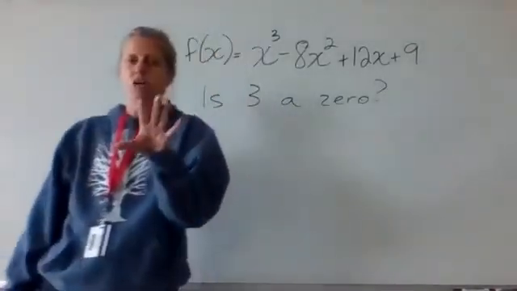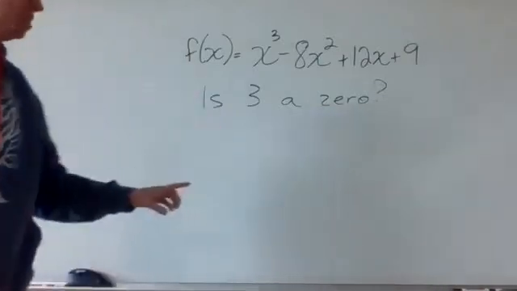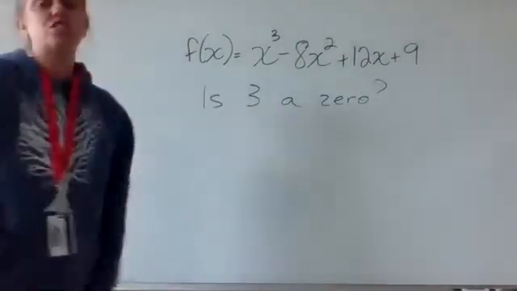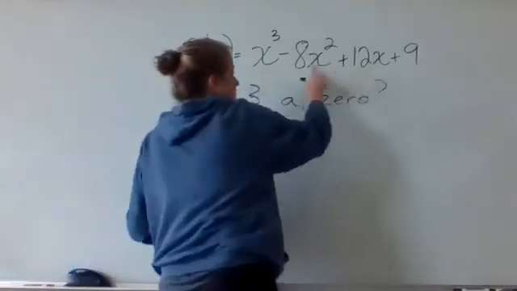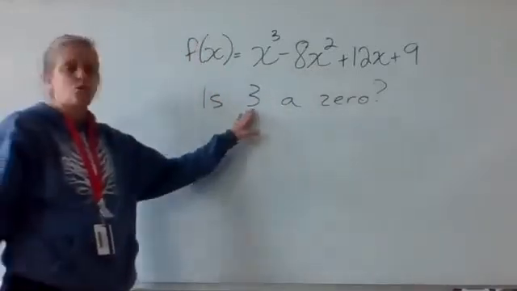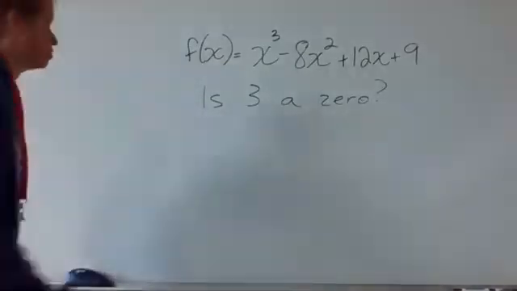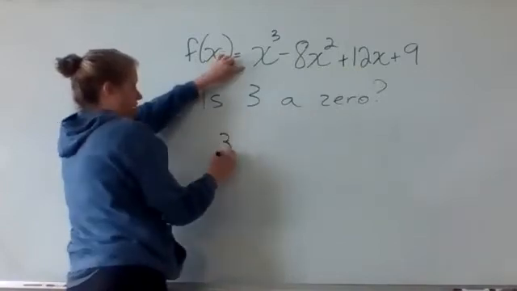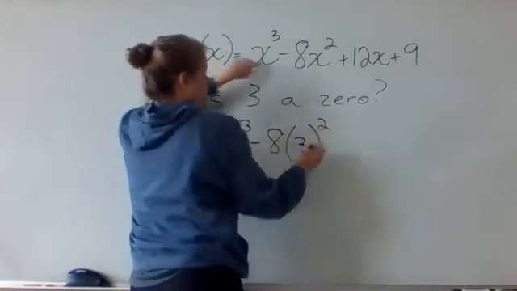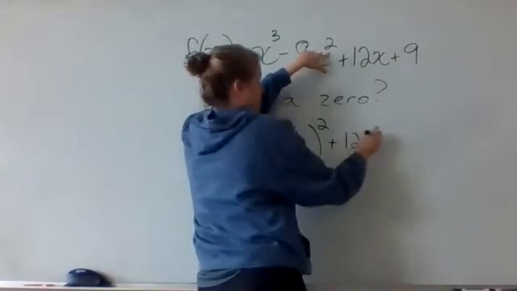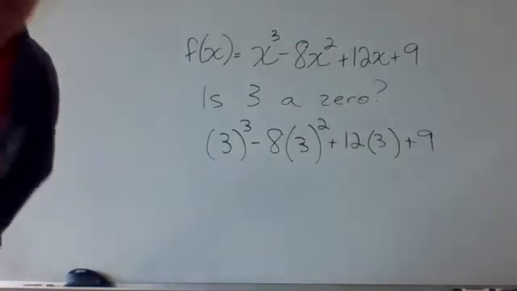But sometimes it's real hard to see on the graph whether or not it's crossing at a certain number. So this one says to use substitution to see if this one is a zero, which just means replace the x's in the function with this 3. And if it gives you 0, then yes, it is an x-intercept. So let's replace the x's with 3's, which means I'll have 3 to the third minus 8 times 3 squared plus 12 times 3 plus 9. And then do this math.